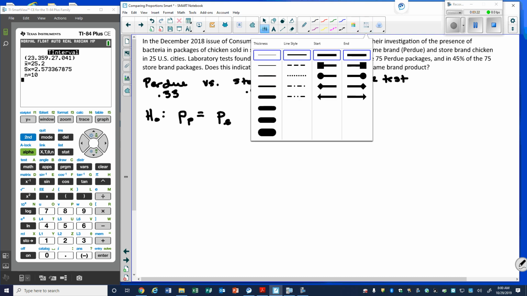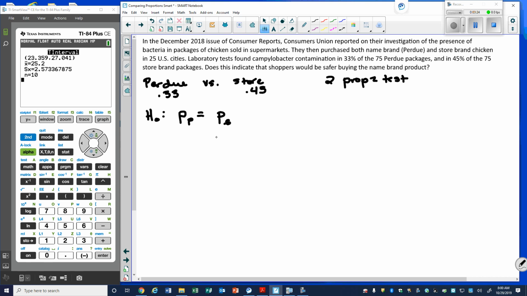Remember, this null hypothesis should always be equal to, and the two proportions that we are comparing should be the same. I'm going to assume that from the very beginning.